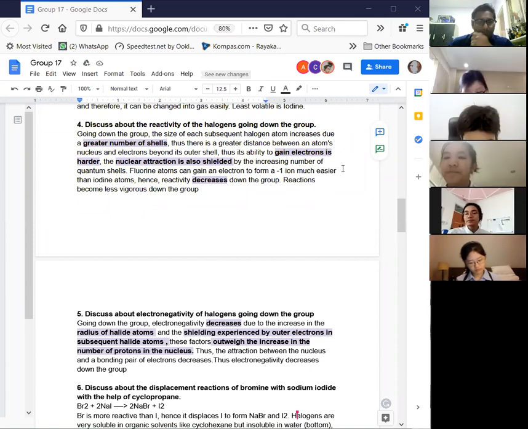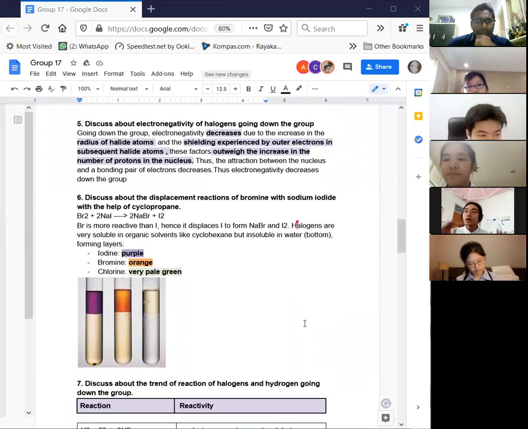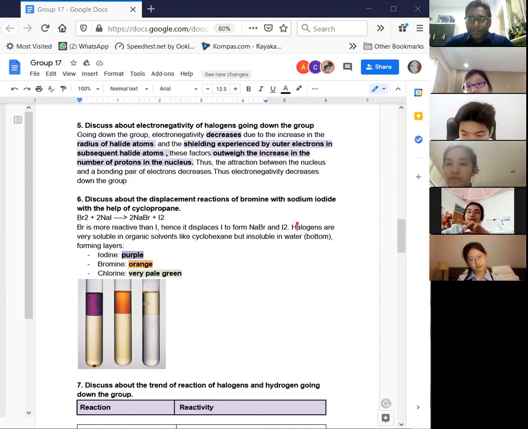So let's talk about electronegativity going down the group. First of all, we have to explain what is electronegativity. Electronegativity is the ability of the nucleus of an atom to attract the bonding pair that they share with another atom. So let's try to represent this in a simpler way. Pretend this is an atom, and pretend this is another atom. This is the bonding pair. So if you see, if this gets close enough, it's going to steal away this bonding pair.